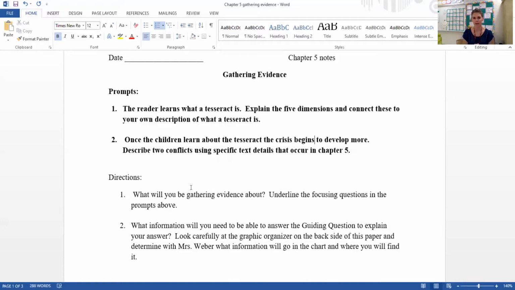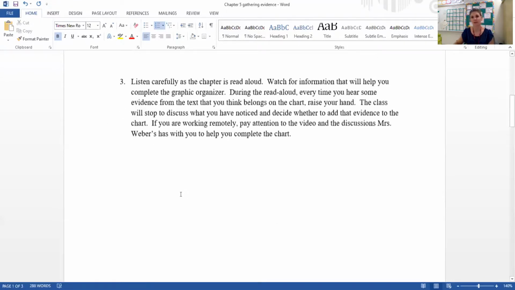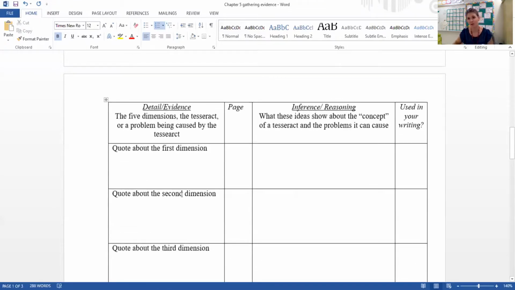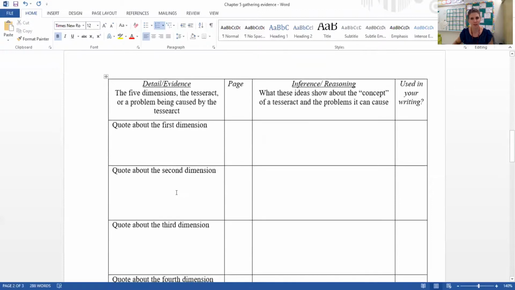Look carefully at the graphic organizer on the back side of this paper and determine with Mrs. Weber what information will go in the chart and where you will find it. Because we're doing this in video format, I'm going to determine it for you, but hopefully you're using your brain right now and you're sticking with me and thinking. In this chart, we see 4 columns. The first one says detail or evidence. We have page, inference or reasoning used in your writing.